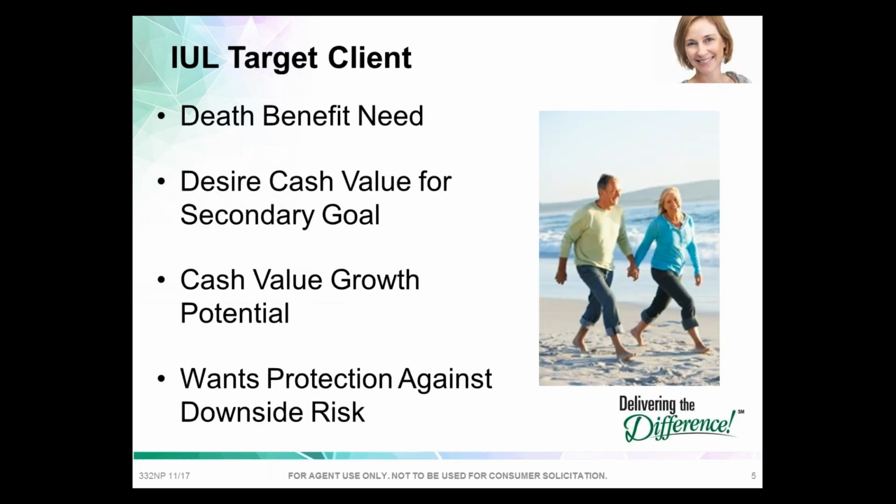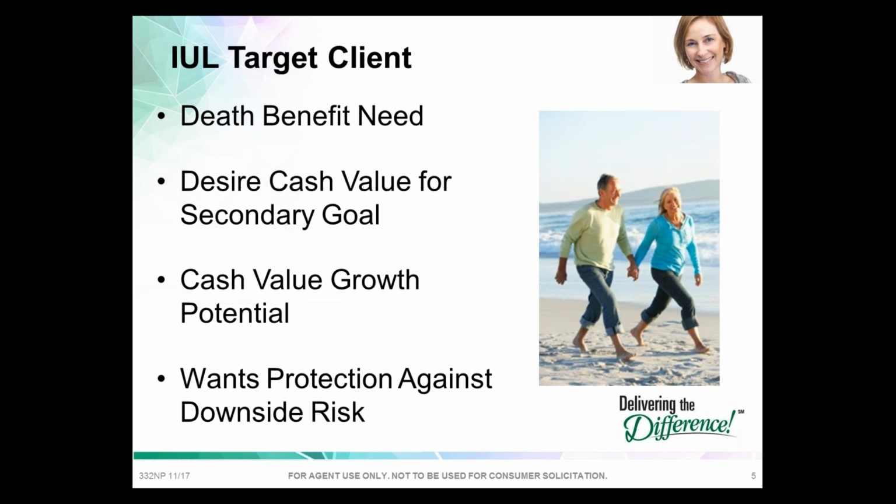Now let's look at the typical IUL target client. Of course, being life insurance, we always start with death benefit. So we need a client who has a death benefit need. Of course, insurability, they need to be insurable, but also have a death benefit need. And really, that's a lot of the clients out there.